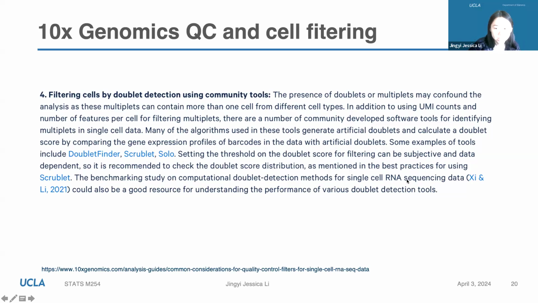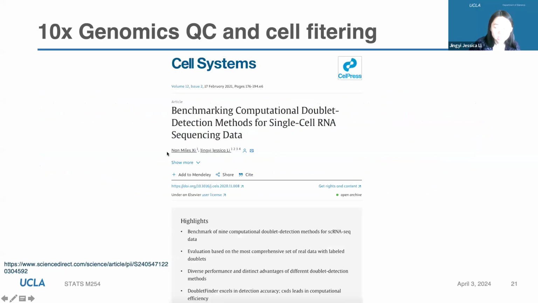As mentioned in the best practices of using Scrublet, there is a benchmark study on computational doublet detection for single-cell RNA-seq. This is actually my former student Miles' paper with me, and could be a good resource for understanding the performance. I can quickly say that in our benchmark back in 2021, we found DoubletFinder to work the best. So this is the paper for benchmarking we had.